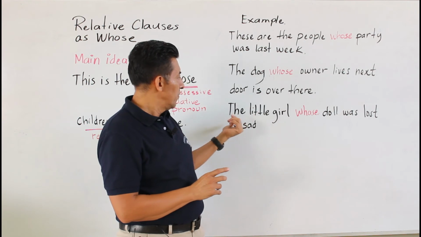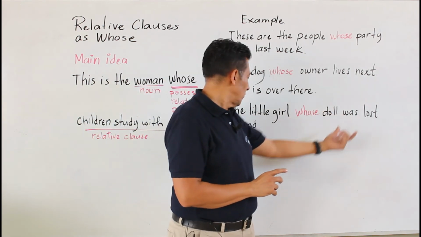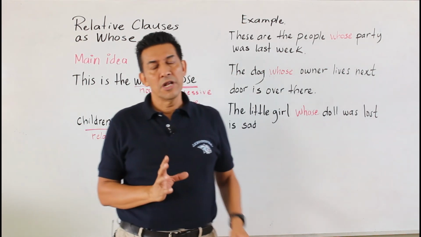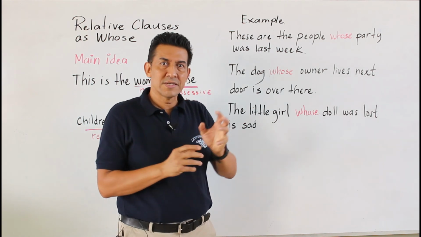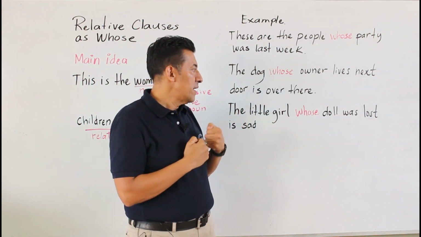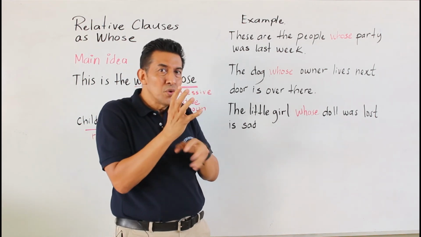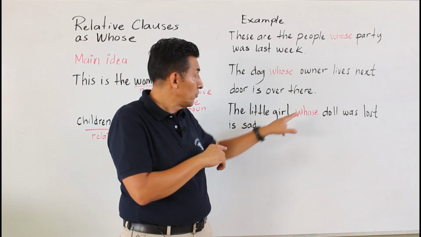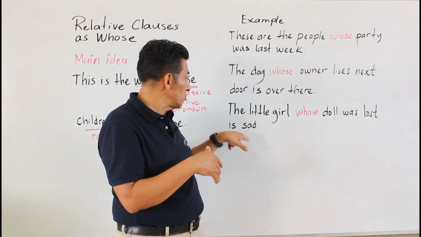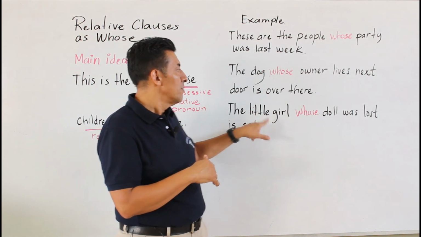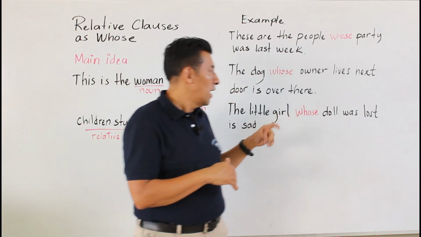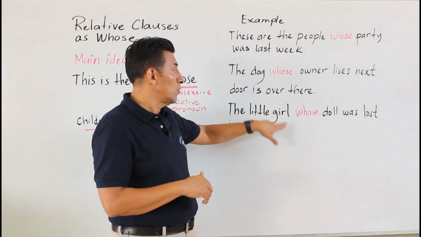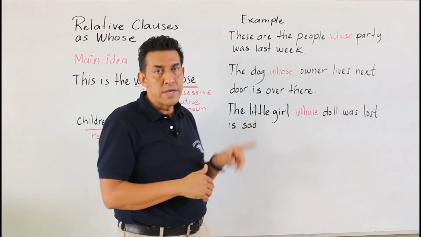And the last one, the little girl whose doll was lost is sad. In this example, we're talking about a little girl, and she's very sad, and we just want to know why she is sad. That's why we use whose to connect the reason she is sad. And the reason is because she lost her doll. And that's why we read the sentence like this. The little girl whose doll was lost is sad.